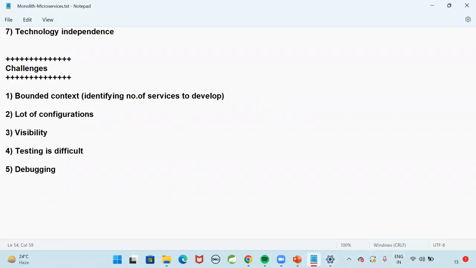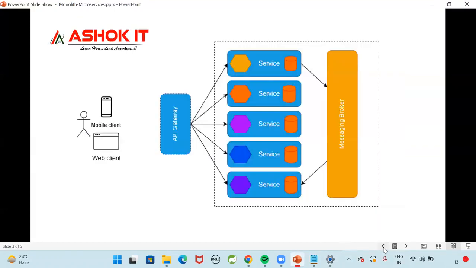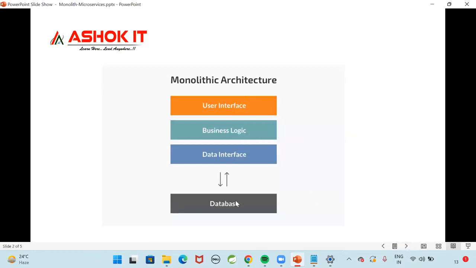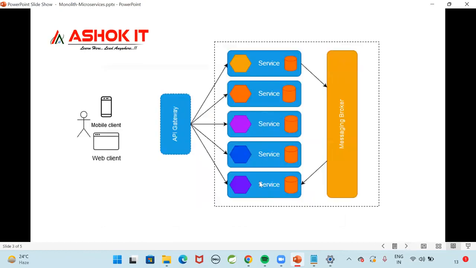So theoretically, are you clear what is microservice and what is monolith? Monolith means everything will be available at one place, one single application for all the functionalities. Microservices means distributed architecture. Functionality will be distributed to multiple services. If you go for microservices, functionality will be divided into multiple services.